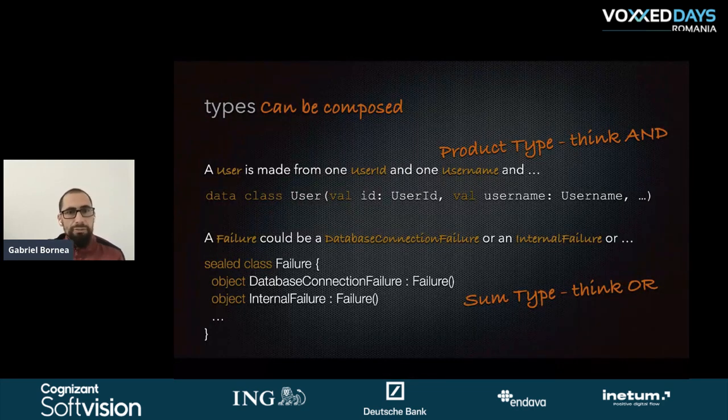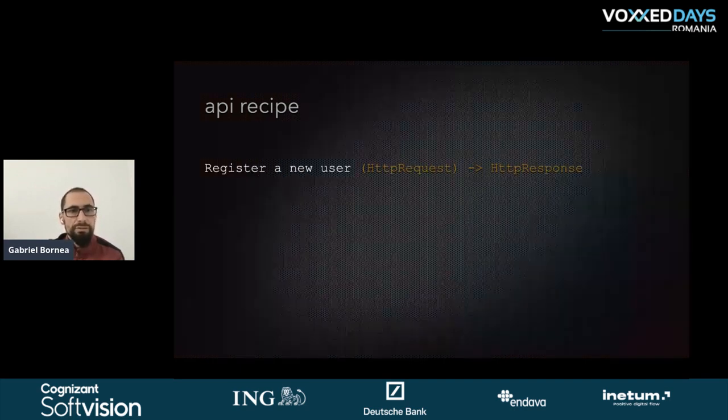Great. So now that we've seen types and why types are important, let's see what we are going to build today. As I've said, we're talking about functional web APIs. So our business requirement is to register a new user inside our system. And in order to do this, we have to go through different steps that will allow us to do it.